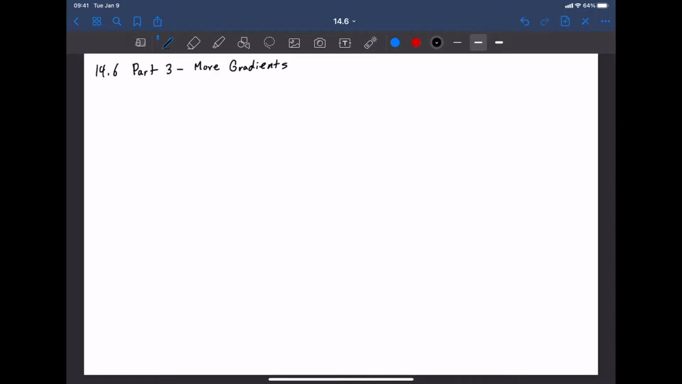Hi, in this video we're going to finish our discussion of gradients in terms of just finding them, computing them, and using them to get directional derivatives. We're just going to start off with a bang and talk about a 3D gradient. A three-dimensional gradient is coming from a four-dimensional function.